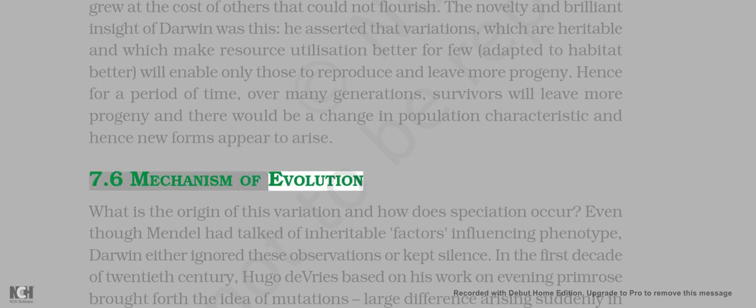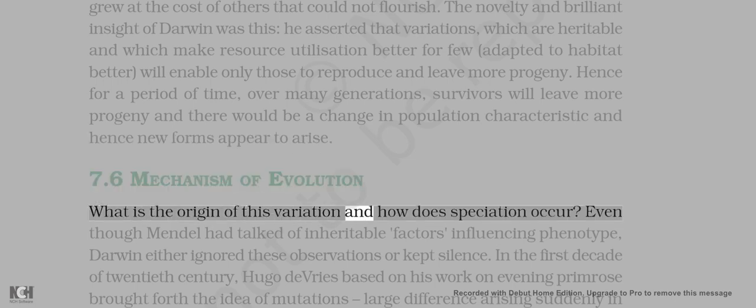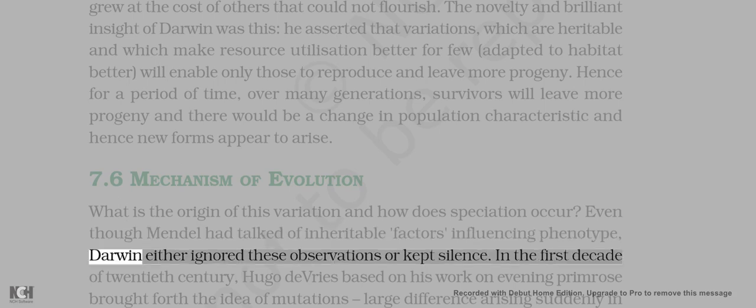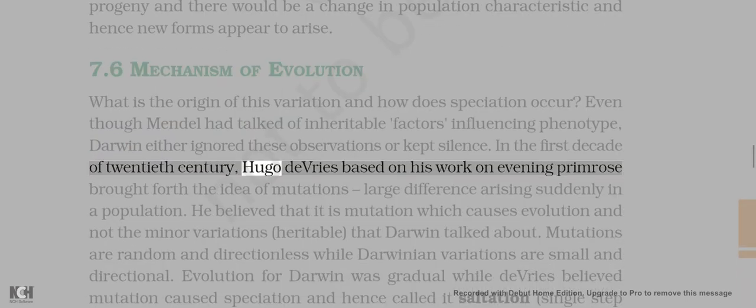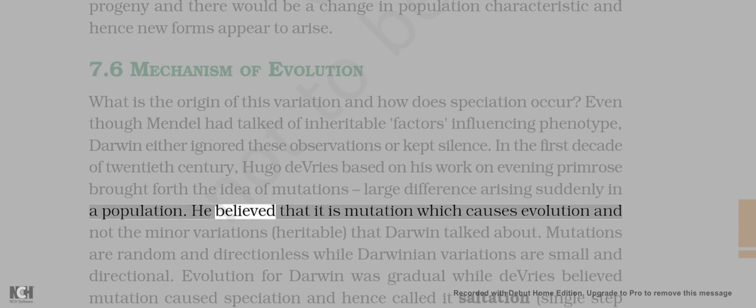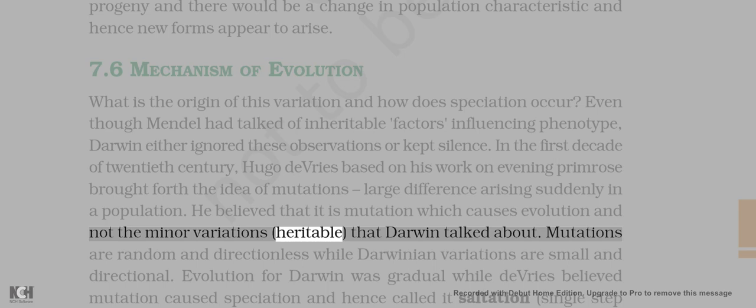7.6 Mechanism of evolution. What is the origin of this variation and how does speciation occur? Even though Mendel had talked of inheritable factors influencing phenotype, Darwin either ignored these observations or kept silence. In the first decade of the 20th century, Hugo de Vries, based on his work on evening primrose, brought forth the idea of mutations, large differences arising suddenly in a population. He believed that it is mutation which causes evolution and not the minor variations, heritable, that Darwin talked about.